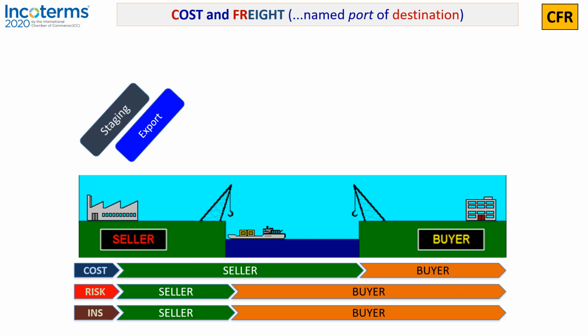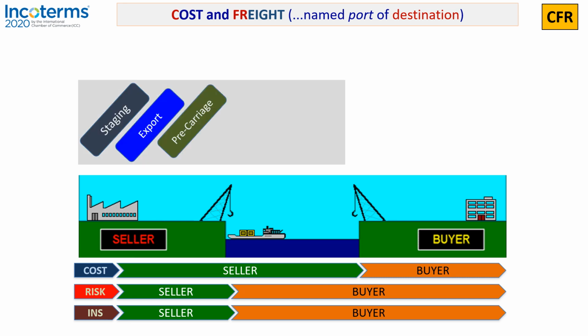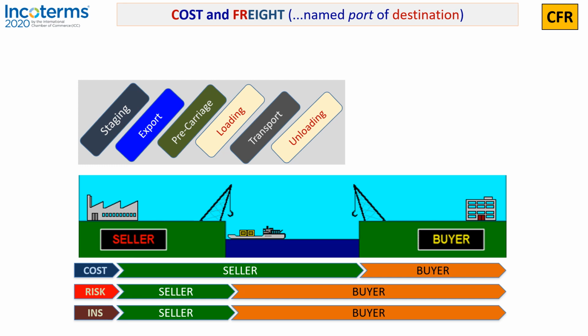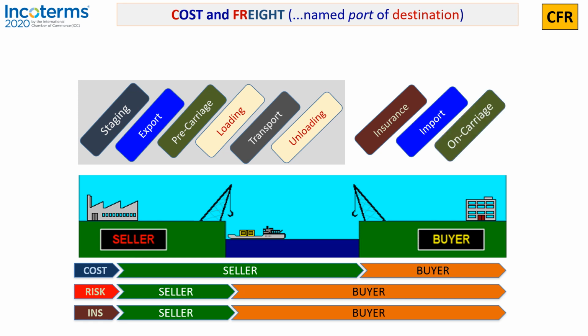So the various elements, staging, export clearance, and pre-carriage if any, also become the seller's responsibility, as do loading cost onto the ship, chartering the ship, and paying for the main transport, and any unloading, which means the seller has to include any potential unloading cost in the overall costing. However, insurance for the main carriage is the buyer's responsibility, and import clearance and any potential on-carriage all remain with the buyer.